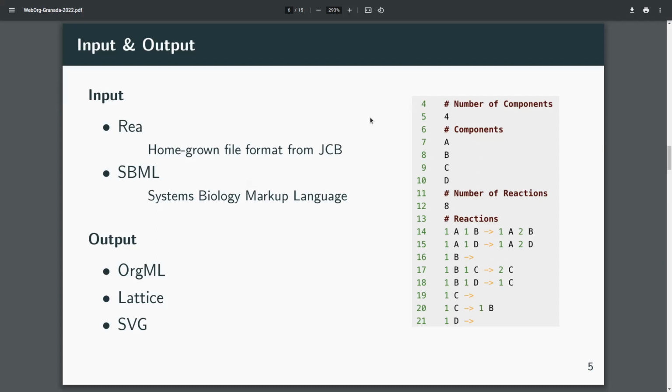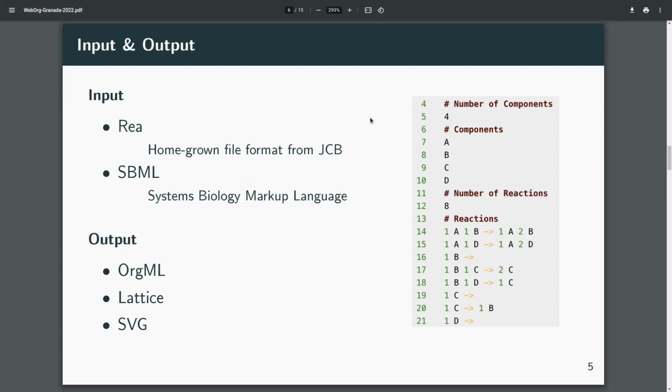SBML is an XML-based language that's not really readable if you don't know what all the special keywords mean. So I stuck to the REA format, and yeah, just will explain what the reaction network is made of. So for the REA network, you need a number of components. These are just more or less counted, and a number of reactions.